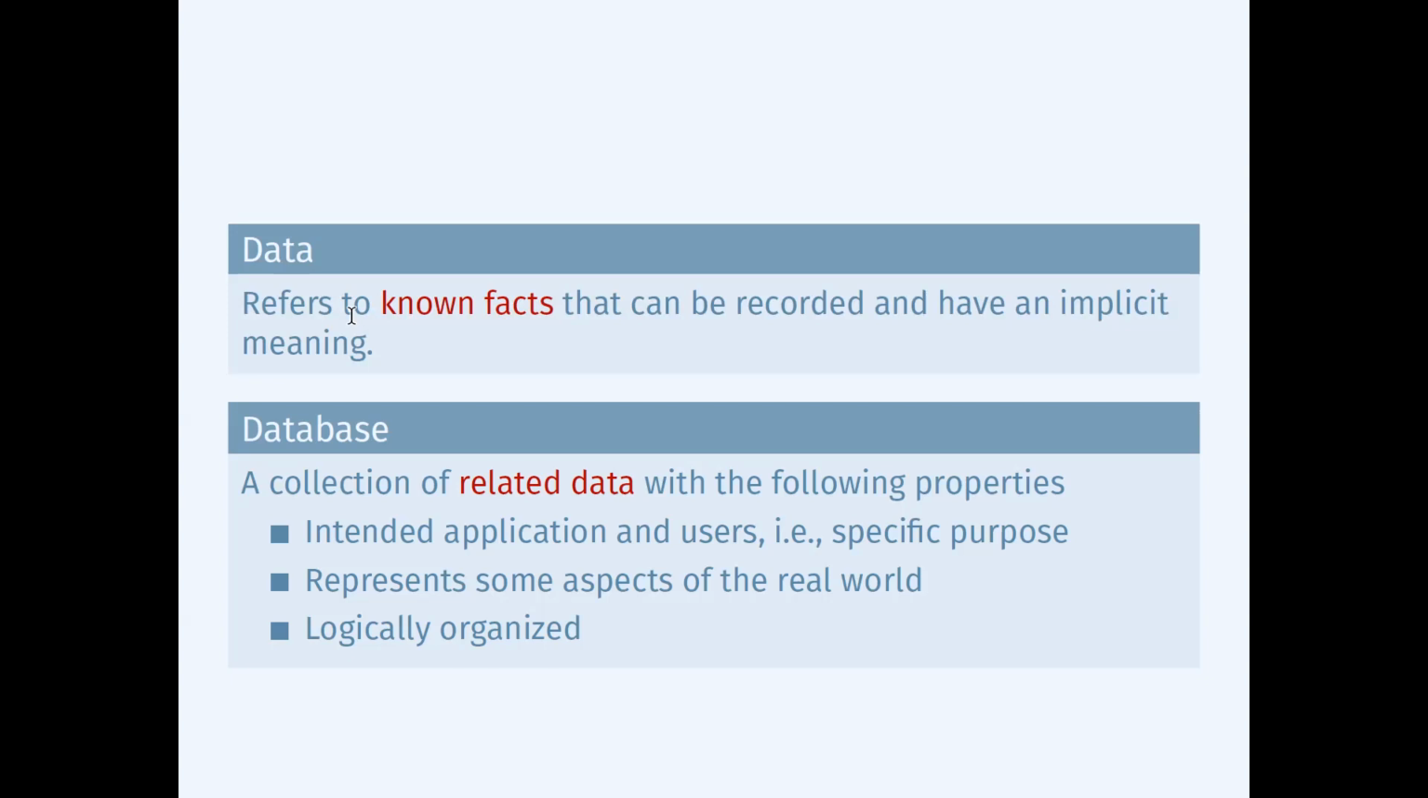So we can have, for example, in your case, students, courses, lecturers, and so on. So when you say a collection of related data, basically we are focusing on a particular application and users. So we have a purpose. In your case, yes, we want to keep track of all our MSc students. So the database represents some aspect of the real world and it is also logically organized.